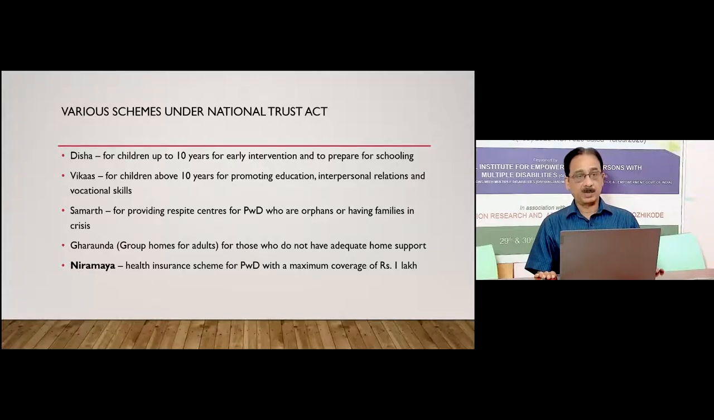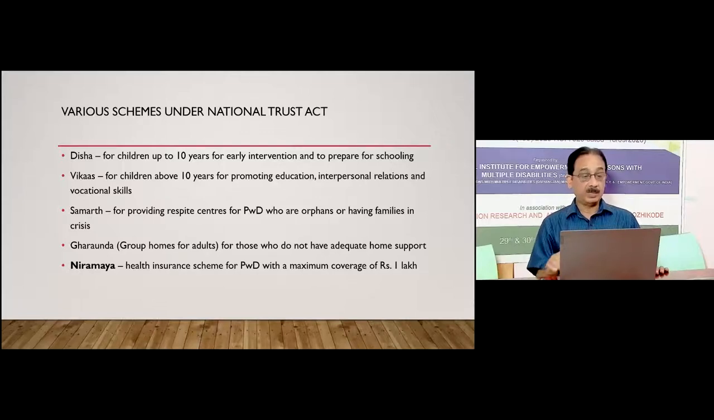There are various schemes under this National Trust Act. One is DISHA, intended for preschool children up to the age of 10 years for early intervention and preschool preparation. Then VIKAS for children above 10 years to promote education, vocational training and so on. Then SAMARTH for providing respite centers or short-term stay centers for persons who are orphans or have families in crisis, unable to support the disabled. Then Gharaunda for group homes for adults. For those who do not have adequate home support, they have to be maintained in these special homes lifelong.